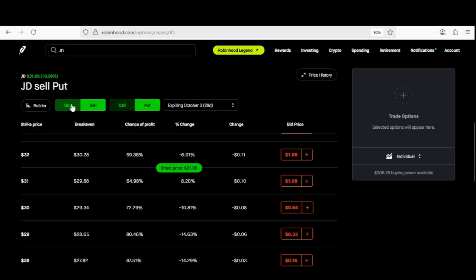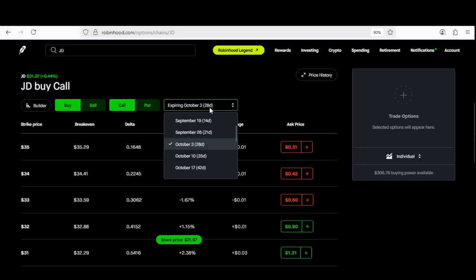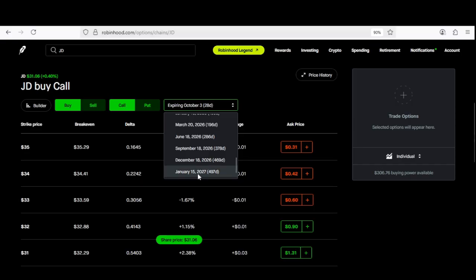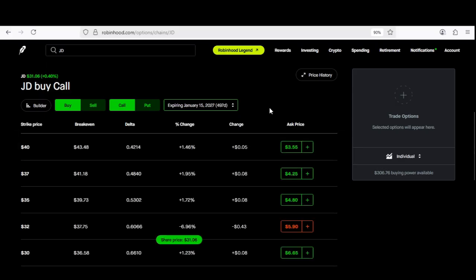Now, let's go over to buy. We're going to go to call. And now we're going to choose our expiration date. The expiration date I'll be going with is going to be January 15th, 2027. And that's going to give me 497 days to expiration. Now with this expiration date, it's a way longer out. And the reason I'm doing that is because I want to buy myself more than enough time in order for this trade to go in my favor.